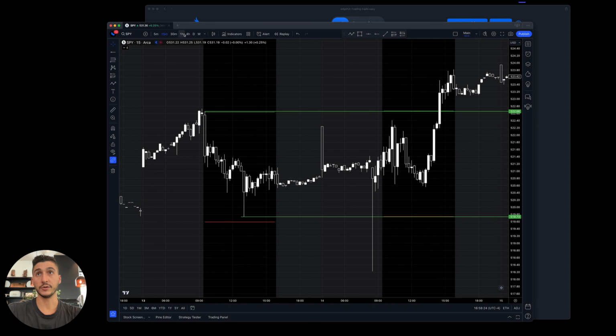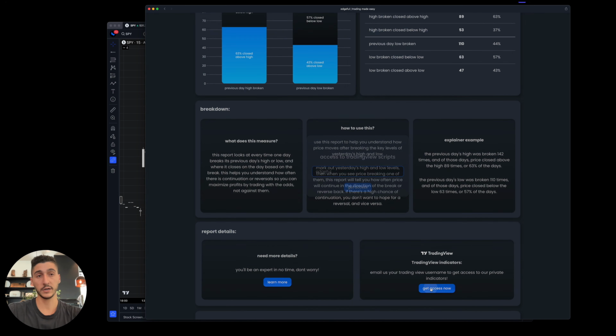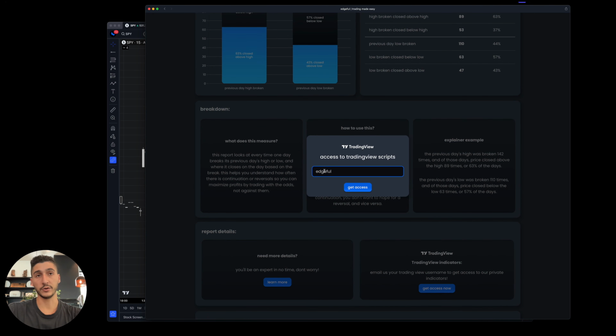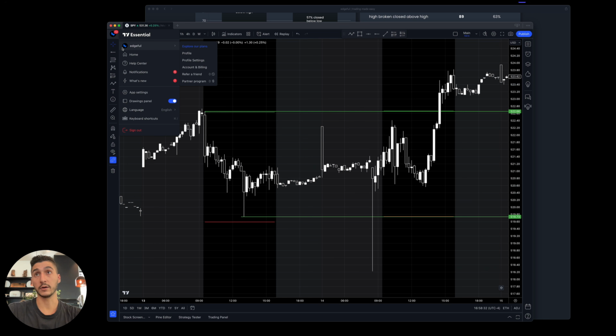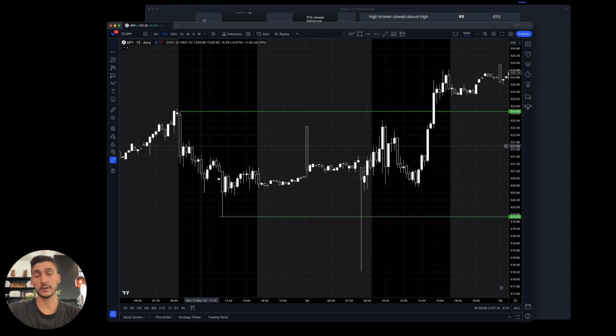Just so you know, we do have that, and the way that you request that TradingView indicator is you just click on this and then punch in your TradingView username, which would be right here. In my case, it's edgeful. So I'm just going to hide that. So you can see yesterday's high right here, yesterday's low, and we're looking only at the regular trading hours.